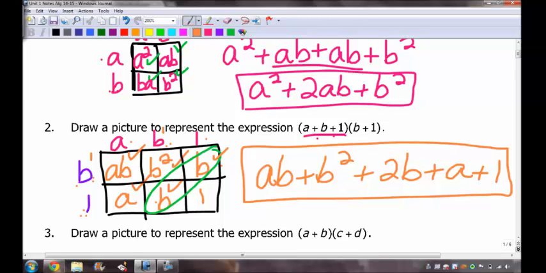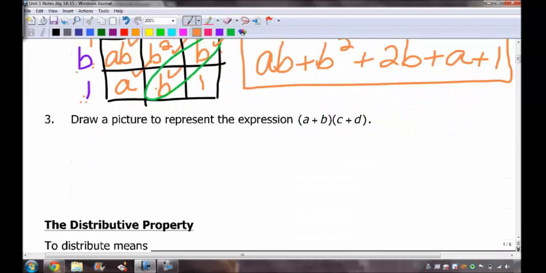All right, so now let's look at number 3. I want you to try number 3 on your own. Please press pause and then come back to me when you're done and you're ready to check your answer.